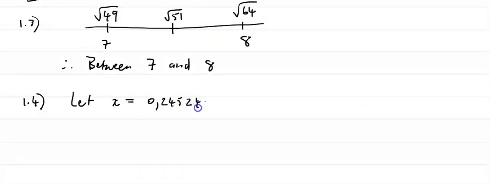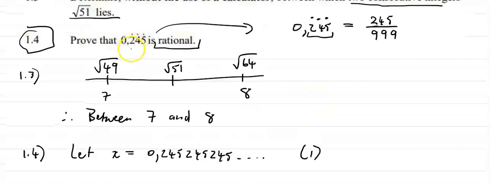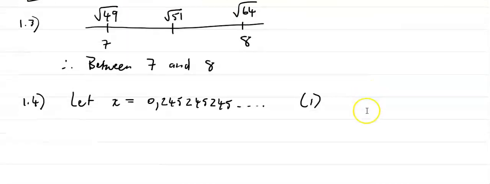0,245, 245, 245, and we're going to call that equation 1. Now for each recurring decimal that you have, if you've got 1 recurring decimal, you multiply by 10. If you've got 2 recurring decimals, you multiply by 100. And if you've got 3 recurring decimals, you multiply by 1000. So because we've got 3 recurring decimals, we're going to multiply by 1000.